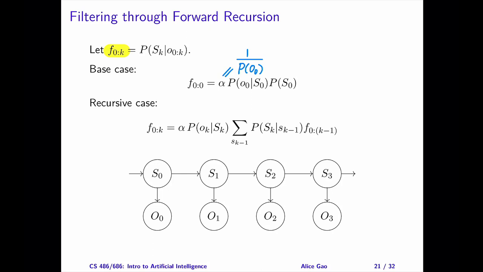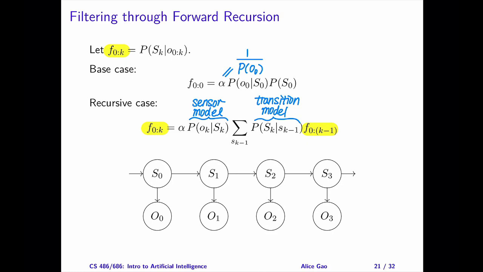Once we have the message F sub 0 to k minus 1, we can calculate the message F sub 0 to k using recursion. Let's look at the recursive case. Given the message F sub 0 to k minus 1, we want to calculate the message F sub 0 to k. There are two other quantities. The probability of O sub k given S sub k is from the sensor model. These are the probabilities for time k. The probability of S sub k given S sub k minus 1 is from the transition model. These are the probabilities of the state transition from time k minus 1 to time k. We have both of these quantities from our hidden Markov model.